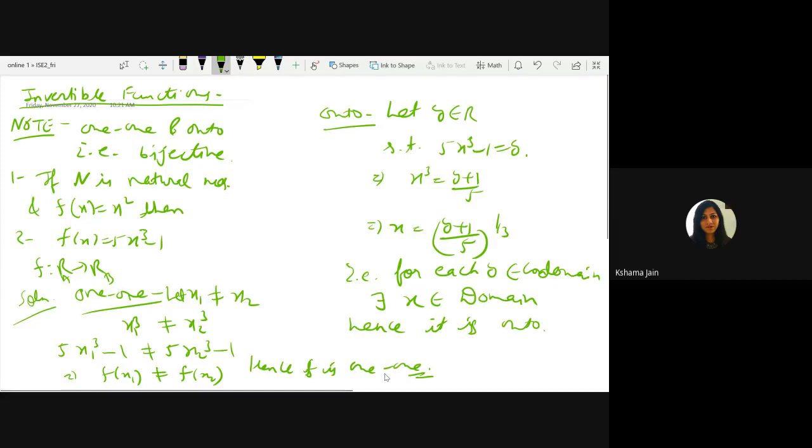Any doubt, please ask. See, we took y, and for that particular y we got some value x. So whatever the value of y, there would be some x. That's why we say this is an onto function. Any doubt, please ask.